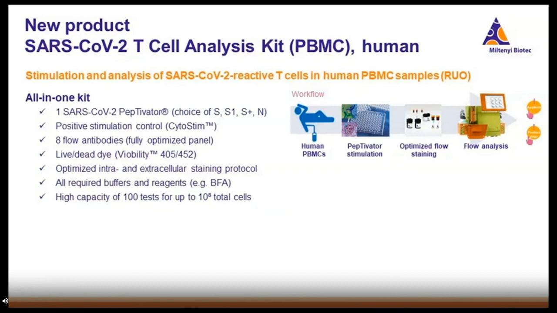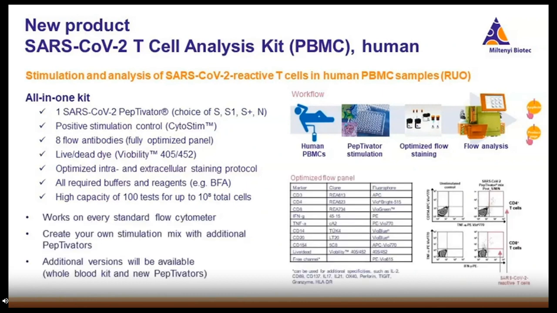And we also intentionally left one position free to include your own antibody of choice. The included stimulation and staining protocol was specifically developed for the kit. And of course, the kit also contains all required buffers and reagents, such as Brefeldin A, and has a very high capacity of 100 tests for up to 10 to the power of 8 cells.